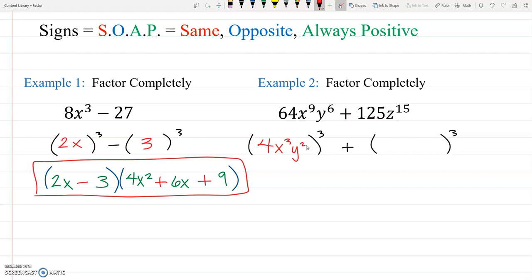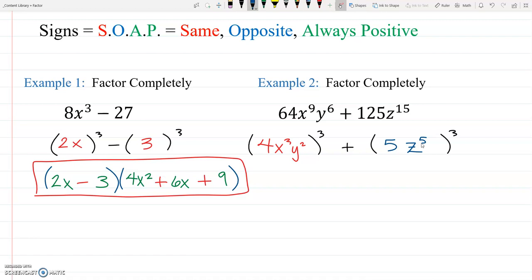Let's do the other one. Something cubed gets me 125. That's 5. 5 times 5 is 25. 25 times your third 5 is 125. Okay, z to the 15th. I need to break it into 3 chunks because something times something times something equals z to the 15th. So that's got to be z to the 5th. If there were 3 of those, that would create 15 z's. Okay, I figured out a and b.